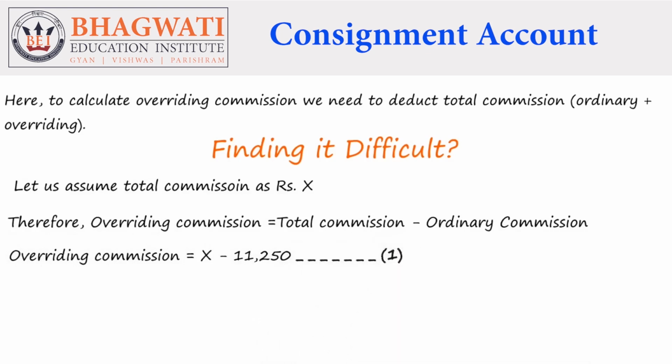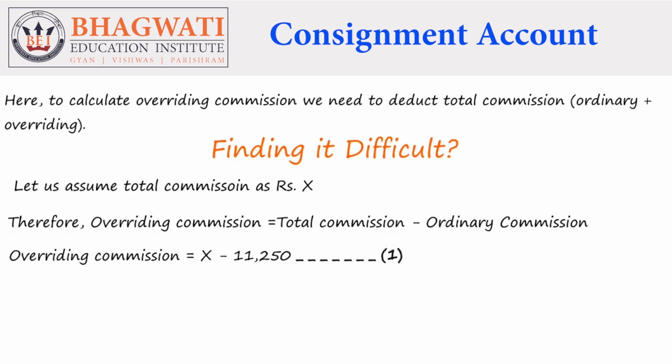This is my result number 1. Why X minus 11,250? Again, I am repeating. If your total commission is, say for example, 12,000 rupees, this 12,000 includes ordinary commission of 11,250. That means the remaining 750 has to be overriding commission.